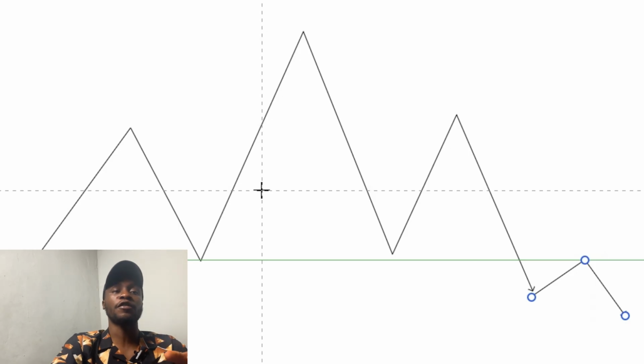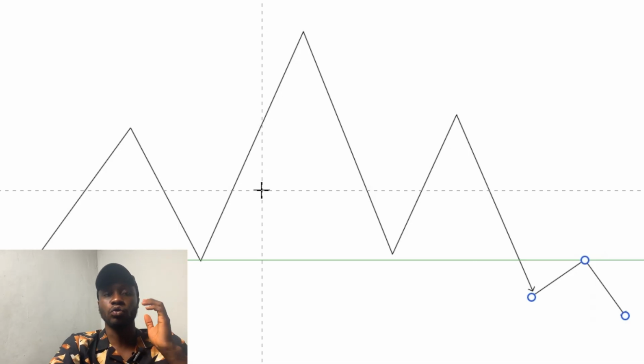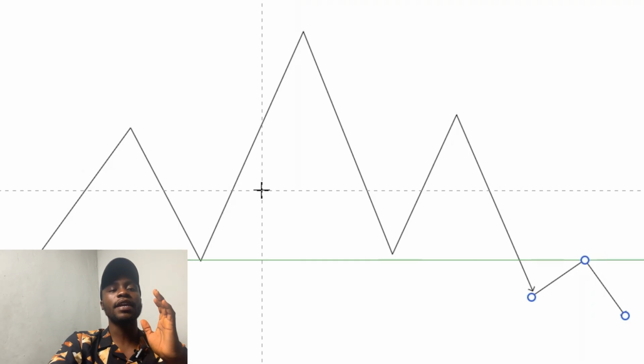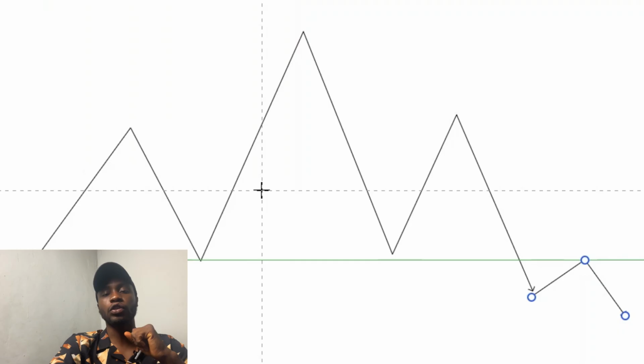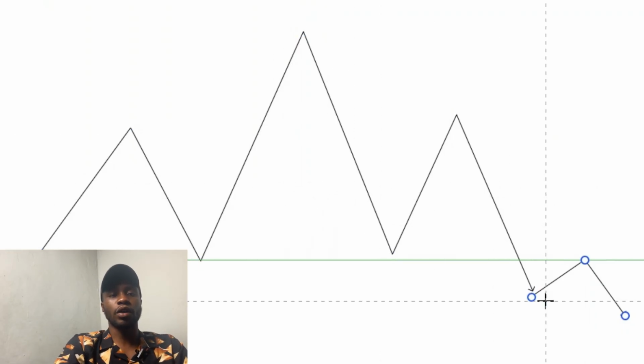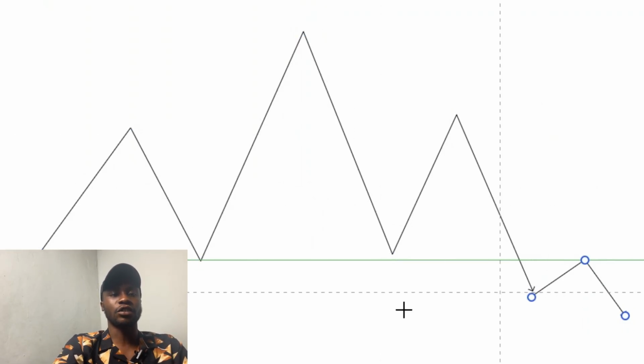When you see it on the higher time frame, you need to pay attention to it. If you ignore it, it's going to cost you money. You understand? So you need to pay attention to it. So the next one is the inverse head and shoulder.